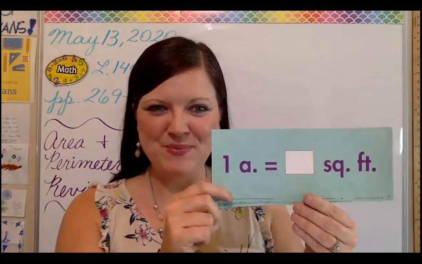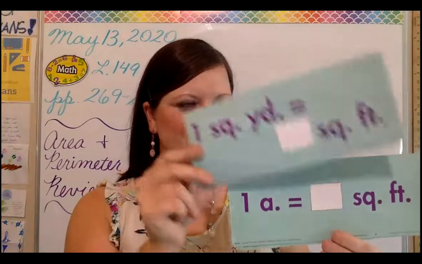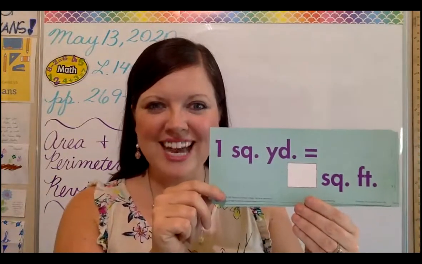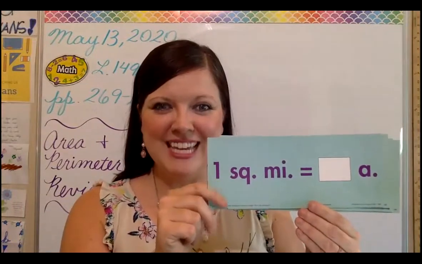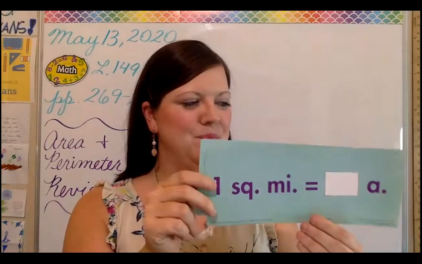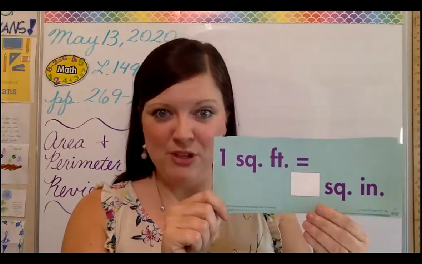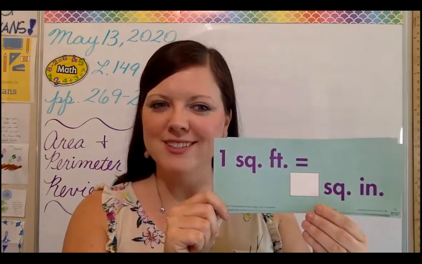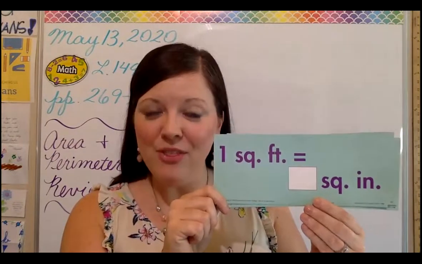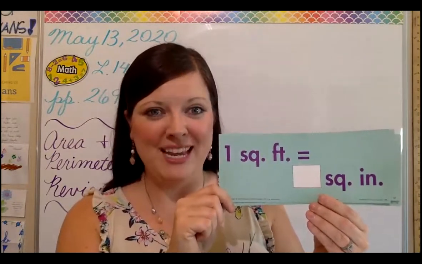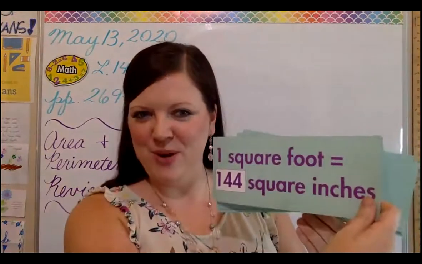Here we go. 43,560. 9. 640. 144. Remember the trick for this one? Cover up the squares. 1 foot equals how many inches? 12. Now that we've learned what to square a number means, to multiply it by itself, what is 12 times 12? 144.